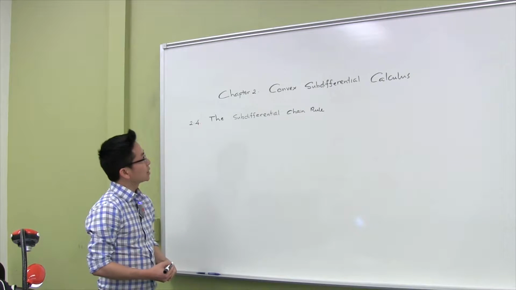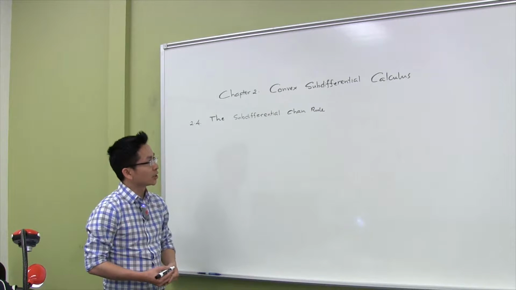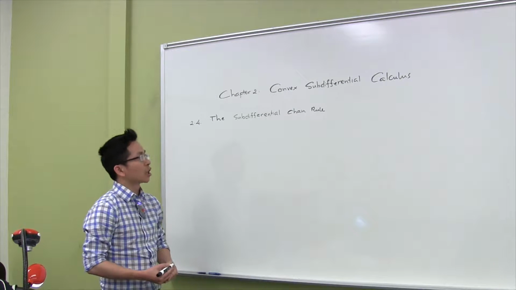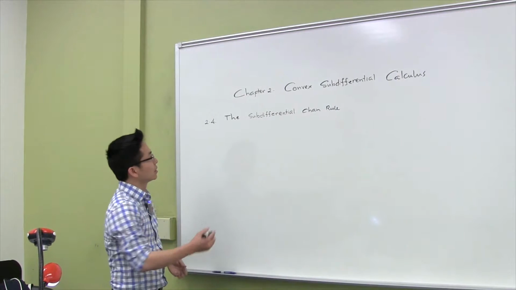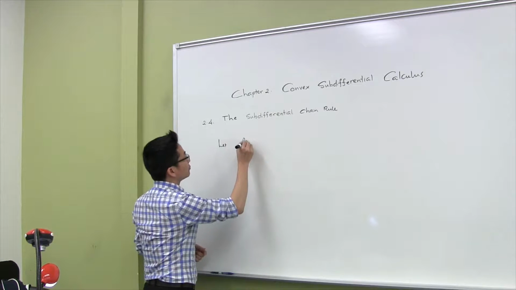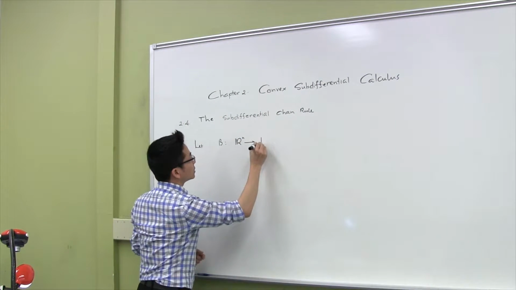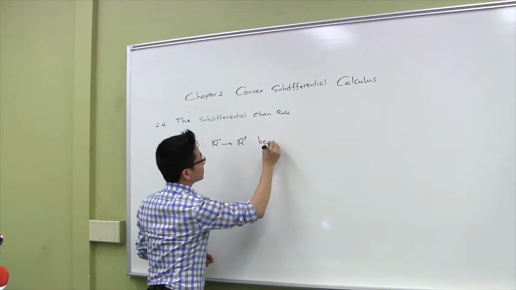In today's lecture, I'm going to talk about the subdifferential chain rule. The goal of the lecture is to derive a subdifferential formula for the composition of a convex function and an R-phi mapping. So let B from R^n to R^p be an R-phi mapping.